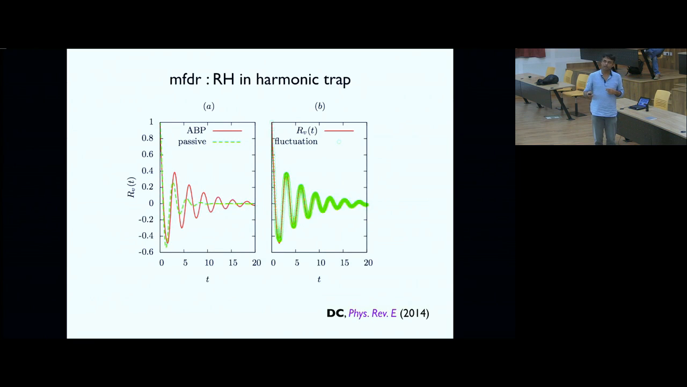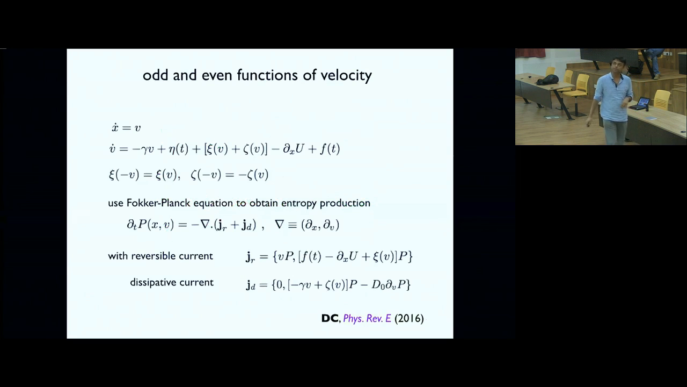So this is the response. What I'm showing in the first graph is the response function within this harmonic trap for the passive particle and for the active Brownian particle. The active Brownian particle shows much longer correlation and longer time of oscillation. And then here I'm showing the comparison between the steady state fluctuations and the response under a small external kick. So they match well. Then I come to our next generalization of the model.